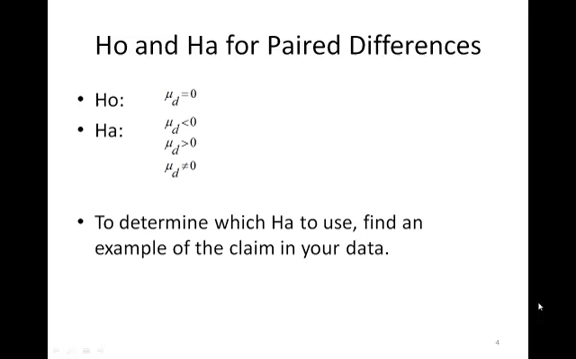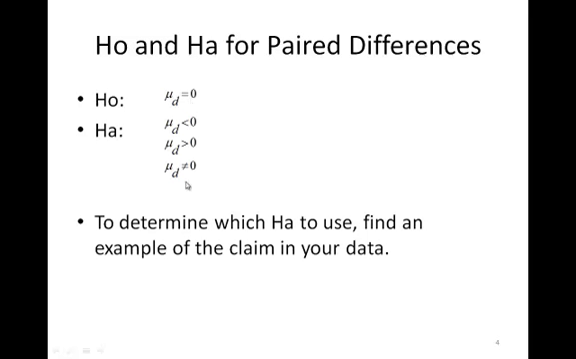Your null hypothesis is always that the average of the differences, that's what this symbol here means, the average and then the d differences, is equal to 0. In other words, there's no difference between the pre and the post test.